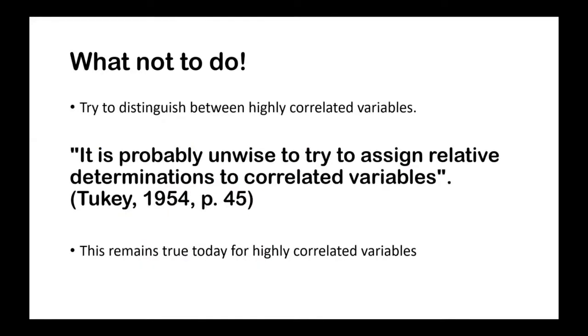Another thing that you should try not to do that is kind of common is to try to distinguish between highly correlated variables. So here's a quote from a famous statistician, Tukey, who said it's probably unwise to try to assign relative determinations to correlated variables. And this was in 1954, but it does remain true: if two variables are very highly correlated, or a set of variables are very highly correlated, it's always going to be tricky and maybe spurious to assign one as having greater importance than another. You may just not be able to say that with the data set that you have.